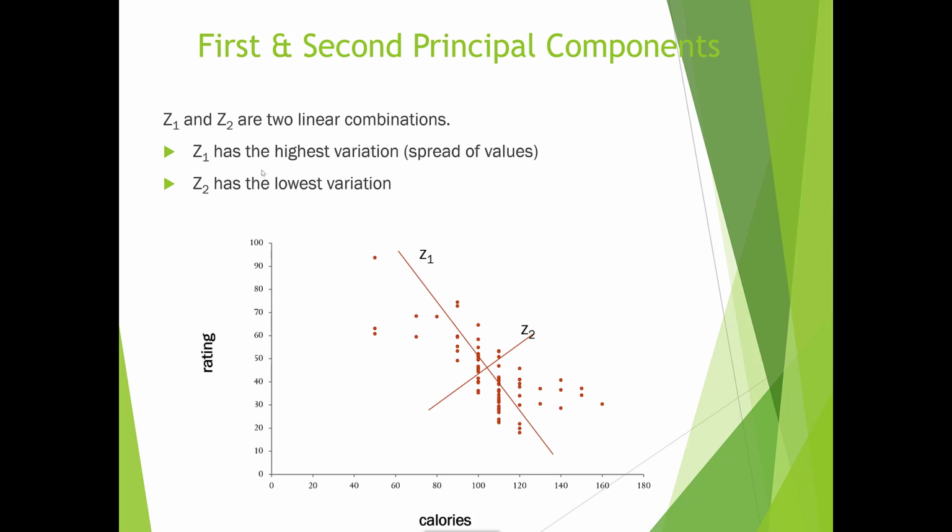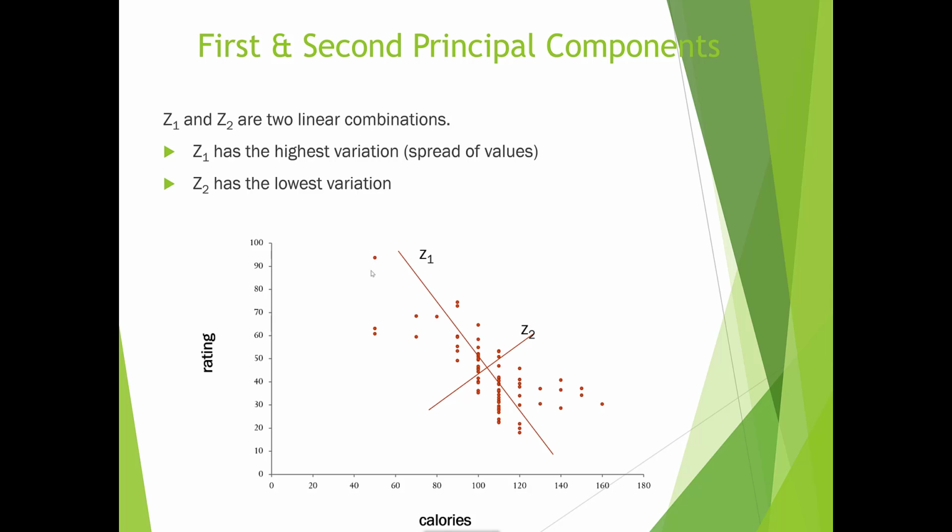So now we are going to run a principal component analysis, which is going to come up with linear combinations, and we will call the first one Z1. In two dimensions, a linear combination is a straight line. It's a coefficient times calories, so A times calories plus B times rating. For each value you multiply A times calories plus B times rating, and you get a point on the line for a given A and a given B.